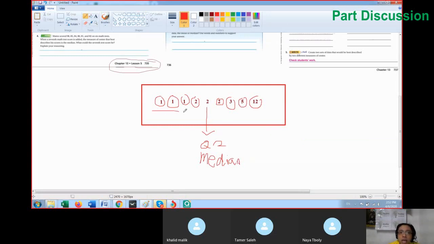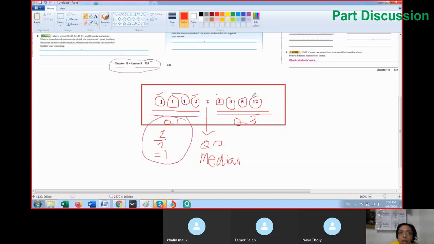Now, this set is your quartiles. Quartile 1, this one. Upper quartile, quartile 3. Now, count. 1, 1, 2, 2. There are 2. So 1 plus 1 is 2. Divided by 2 is equal to 1. So that would be your quartile 1.